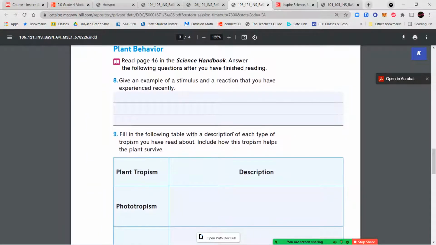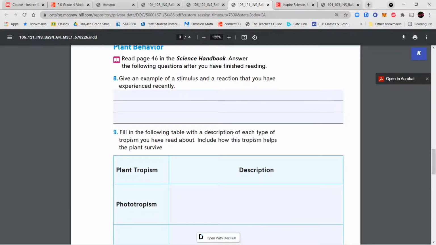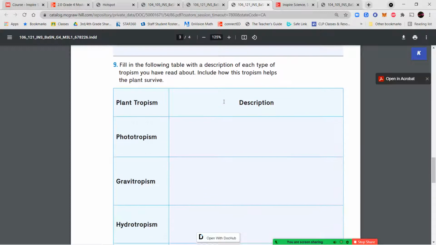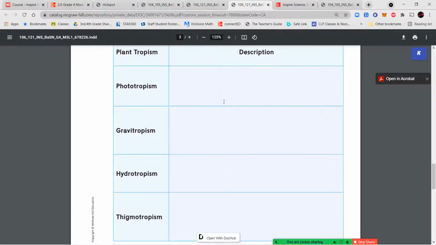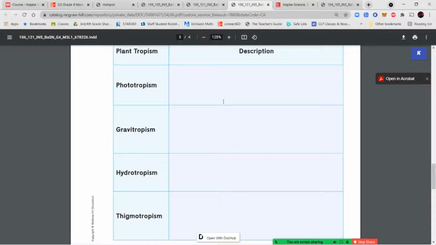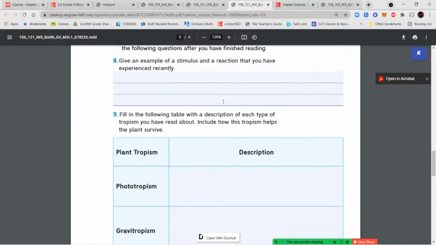Next, we're going to look at page 46 in our handbook and answer the questions after we finished our reading. We're going to give an example of a stimulus and a reaction that you experienced recently. And then we're going to fill in our data table about the different types of tropisms that we're going to learn about: phototropism, gravitropism, hydrotropism, and thigmotropism.